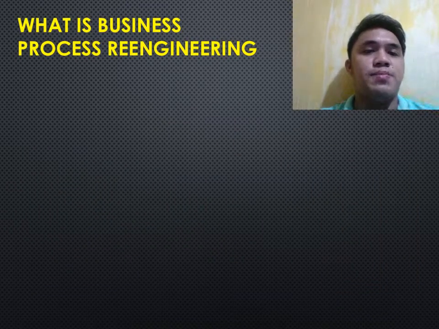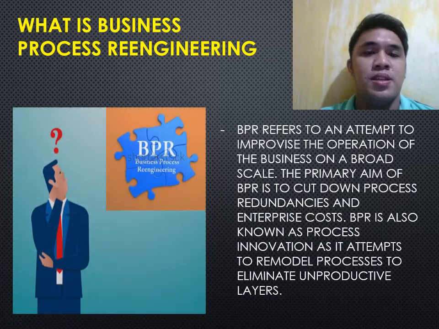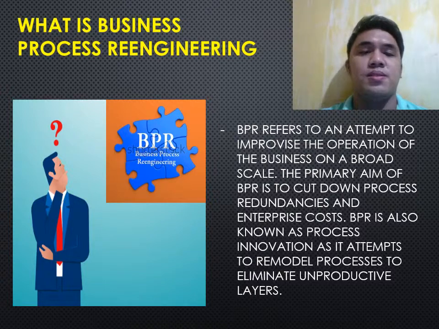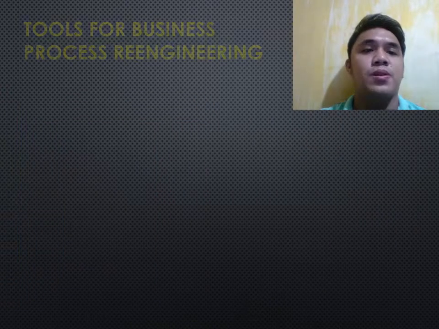So, what is business process reengineering? BPR refers to an attempt to improve the operation of the business on a broad scale. The primary aim of BPR is to cut down process redundancies and enterprise costs. BPR is also known as process innovation as it attempts to remodel processes to eliminate unproductive layers. BPR can help achieve these objectives if prepared rightly with its tools that follow below.